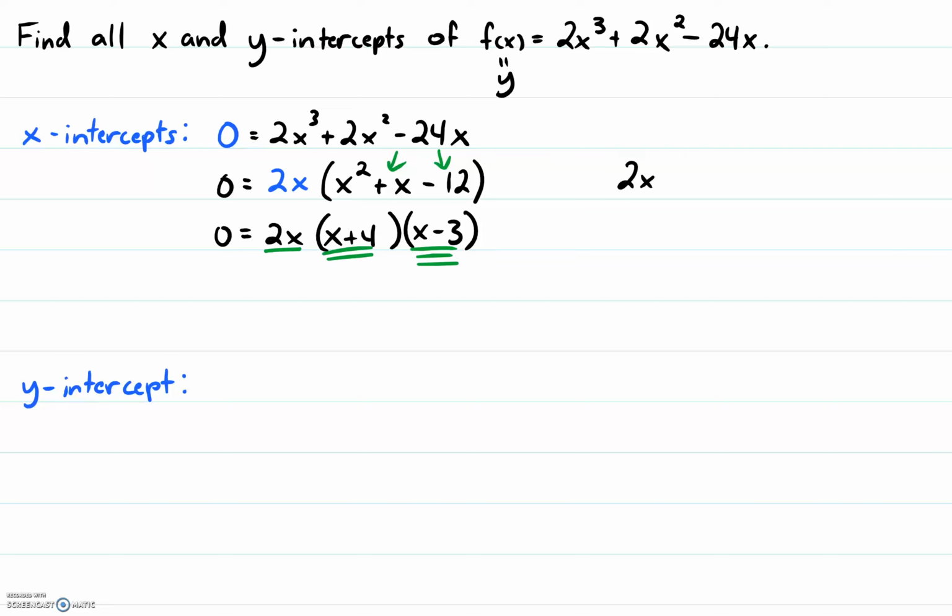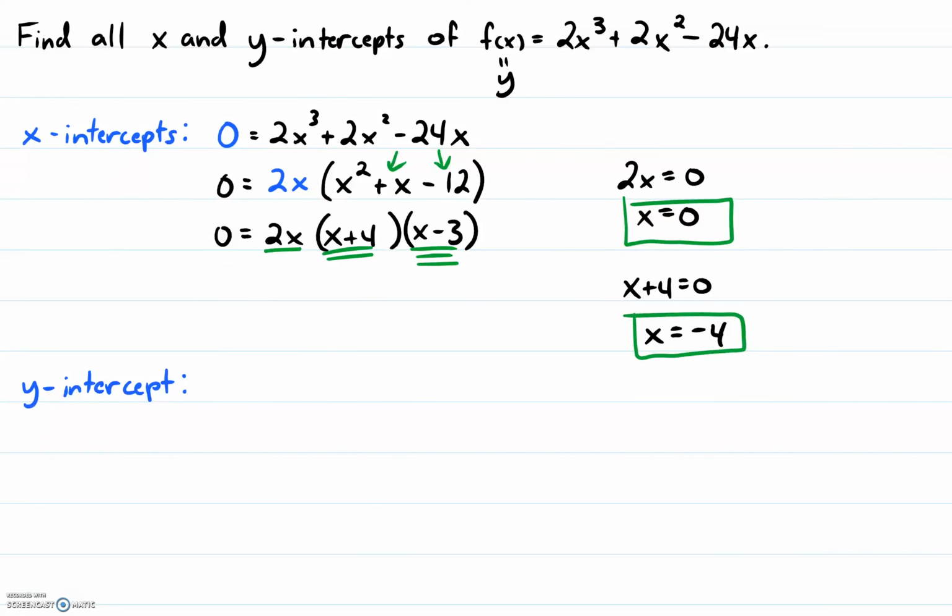So 2x being set equal to 0, we would divide both sides by 2 and get x is equal to 0. So that is our first x-intercept. The second one is found by putting x plus 4 equal to 0 and subtracting 4 from both sides. That gives us x is equal to negative 4. So that is our second x-intercept.